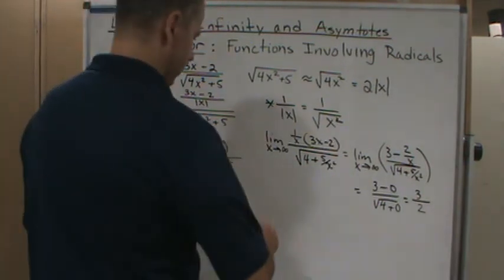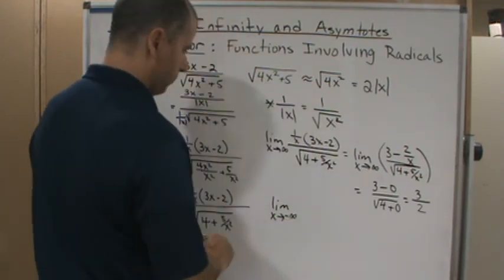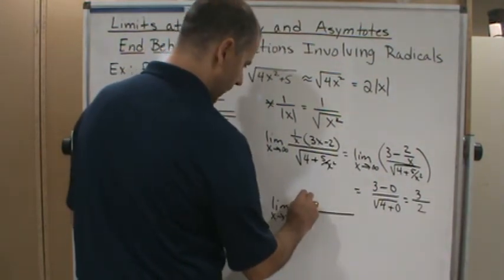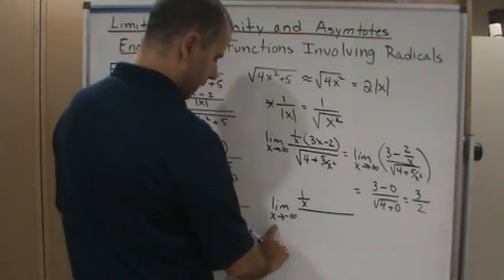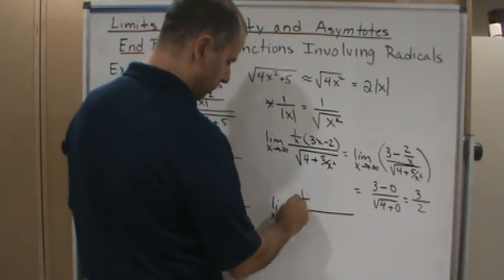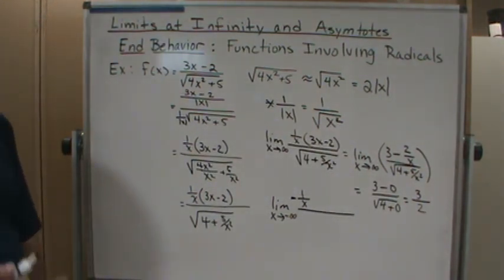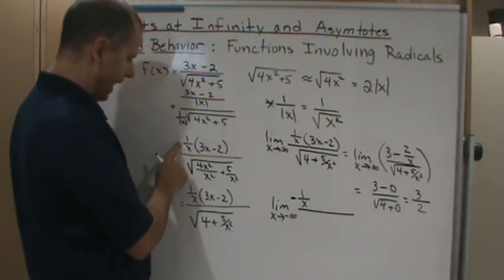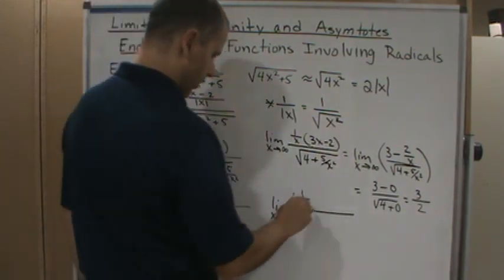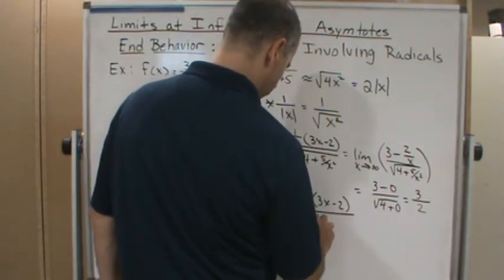But now let's go to negative infinity. So the limit as x approaches negative infinity of the same thing. Since I'm dropping the absolute value sign, as x goes to negative infinity, I'm going to put a negative sign out here. Okay? Because remember, if I drop the absolute value sign and it's negative, I'm doing the opposite of whatever x is.